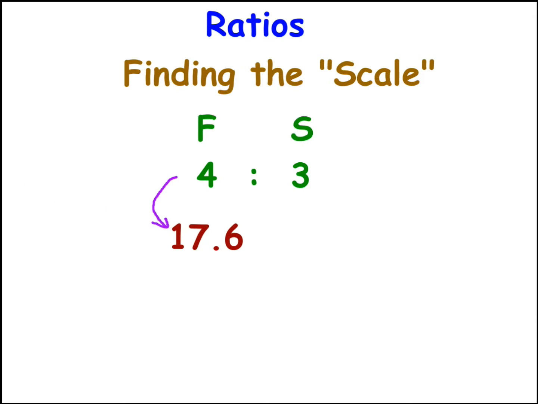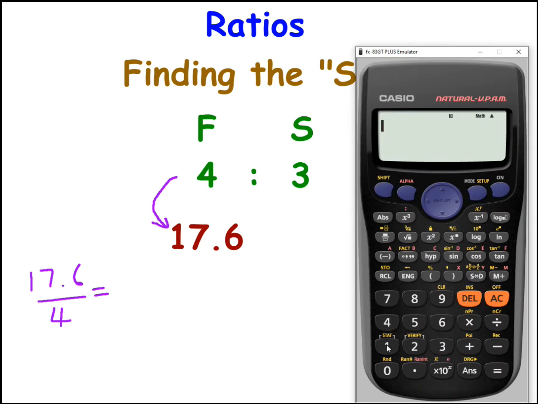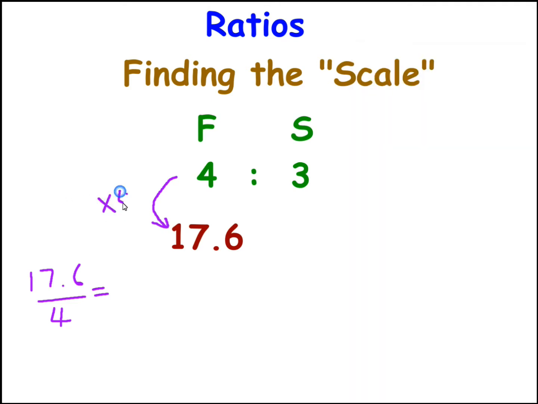So the calculation is not as nice. I've got to divide 17.6 by the 4. So we use our calculator. Press the SD button and we get 4.4. So what you do to one side, you do to the other. So we need to multiply this by 4.4.